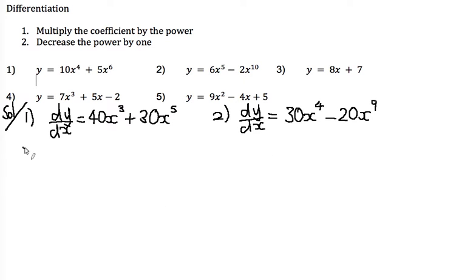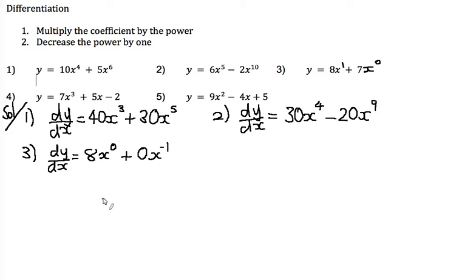Okay, question 3. When we differentiate y equals 8x plus 7, we can consider this as 8x to the power of 1 plus 7, and we can consider this as 7x to the power of 0. So when I do this officially with the differentiation process, I get 1 times 8, which is 8, x to the power of 0, and then plus 0 times 7, which is 0, x to the power of minus 1.